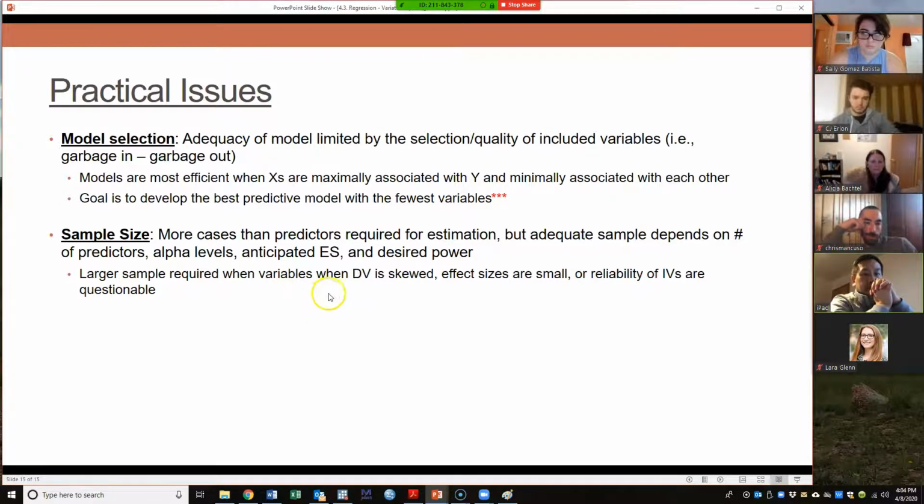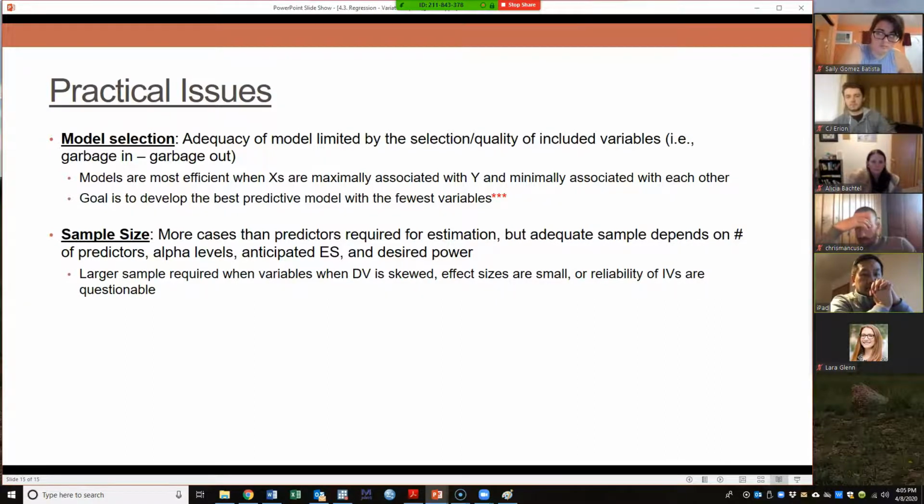Larger samples are better than smaller samples, okay? If you have more predictors than you have observations in your data set, you can't run the model. But the question is always, how many people do I need in my sample? How many is an adequate number of people for my sample? Well, it depends on a lot of stuff.